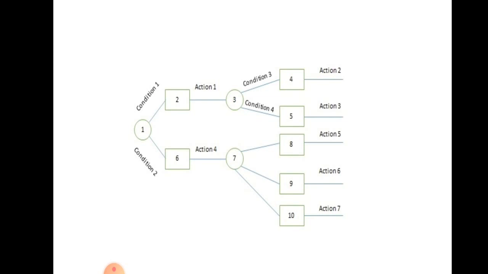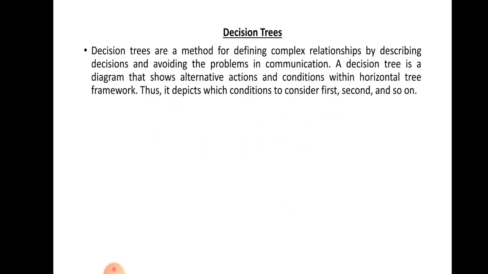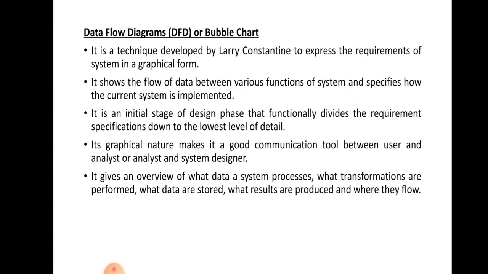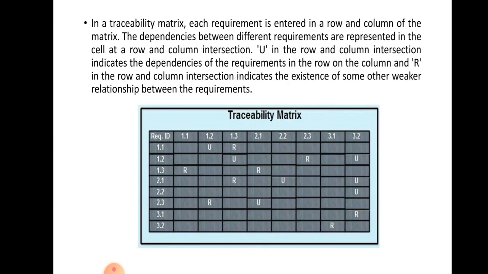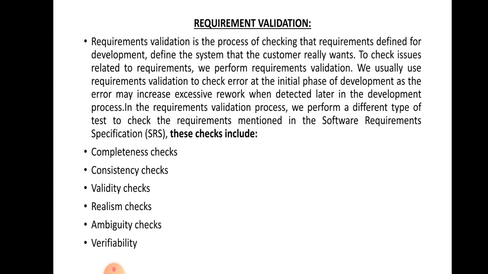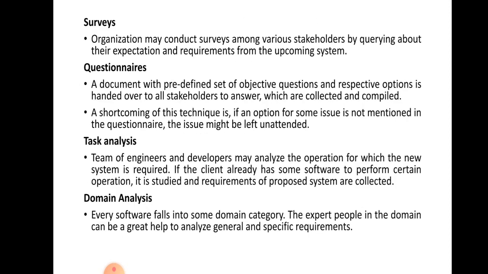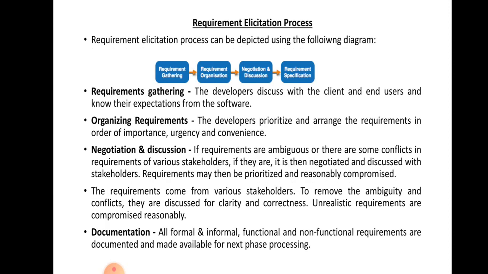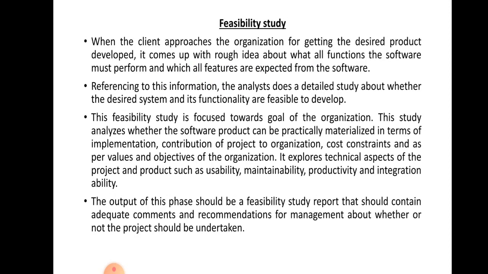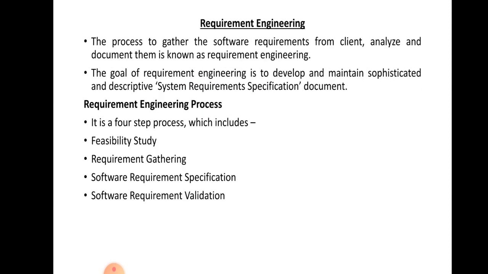So in this video we saw the requirement engineering process. In that process there are many steps: requirement elicitation, requirement analysis, requirement management, feasibility study, requirement specification, and finally we saw Petri nets and the data dictionary.